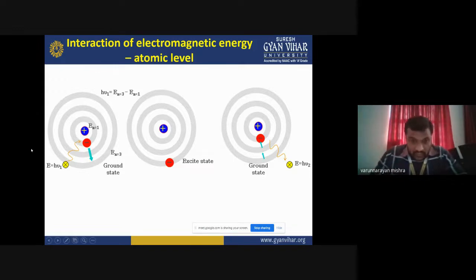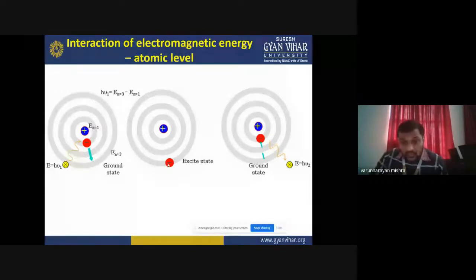Okay, it remains at the excited energy state for a certain time, and again it reaches back to the lower energy state. During this process, it emits a certain amount of energy, in terms of photons or quanta. Okay, so this kind of movement of the electrons or charged particles around the nucleus of an atom was described by Niels Bohr.